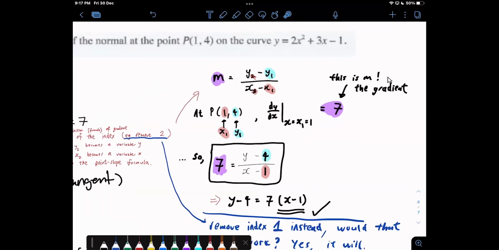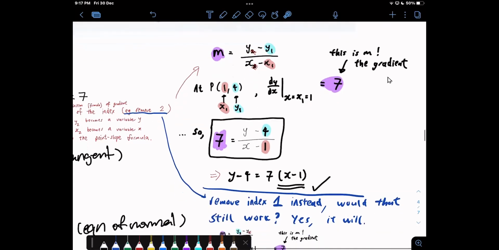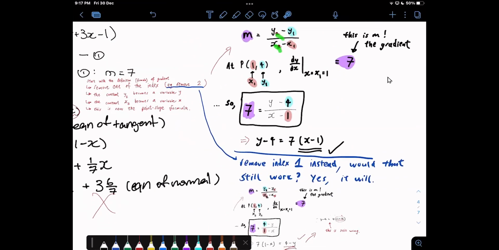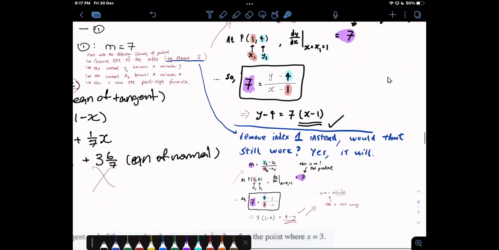Another way to do it is here. What I did was I removed the index 2 from the gradient formula. You know, since sec 1, you just remove the 2 and the 2. Here, there's another way, which is to remove the index 1 instead. Previously, I removed 2. Now, I remove 1. Would that still work? Yes, it will still work.